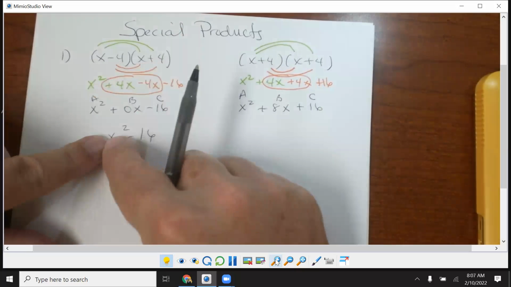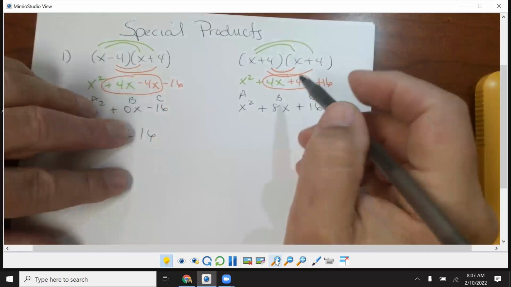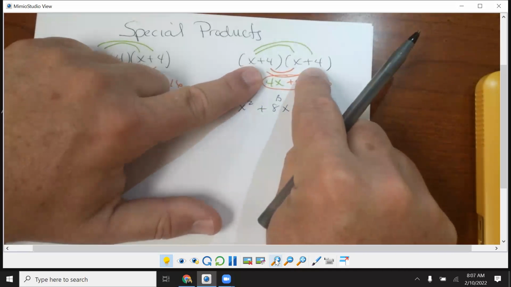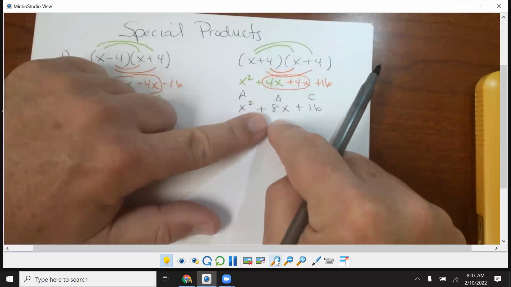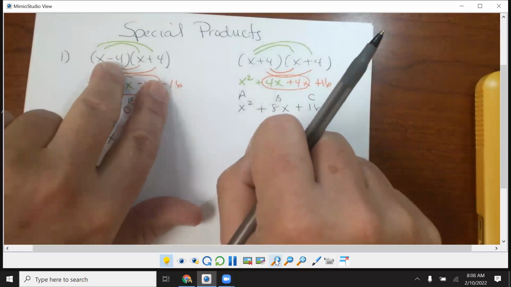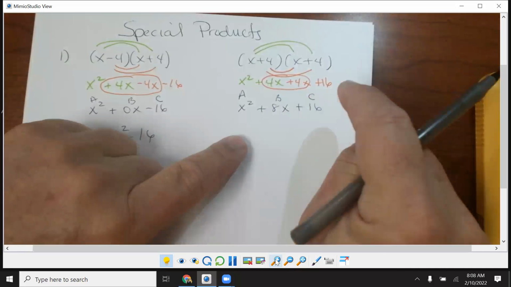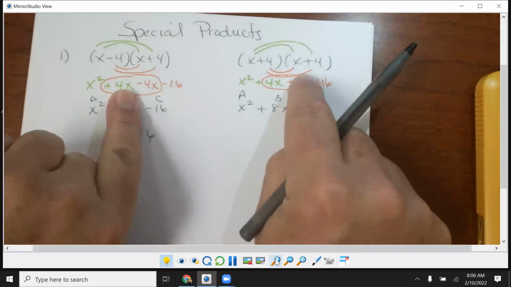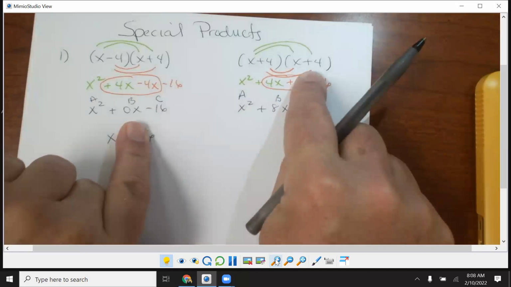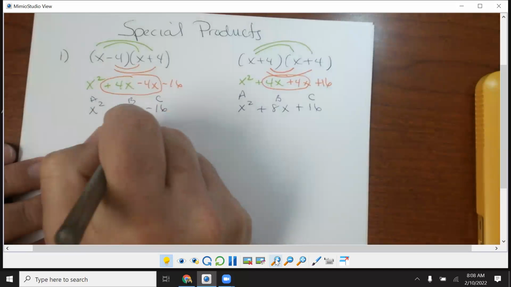So x times x is x squared. Negative 4 times 4 is negative 16. But when the things are exactly the same, with the same sign, these could be both positive or both negative, it doesn't matter, you're going to have a middle term. Now remember, they have to be the exact same thing. They're both x plus 4. If they were different numbers, then you are going to have a middle term. When they're exactly the same and they're different signs, minus and plus, no middle term. But if they have the same sign, both positive or both negative, you're going to have a middle term. All right, so this right here would be my answer.